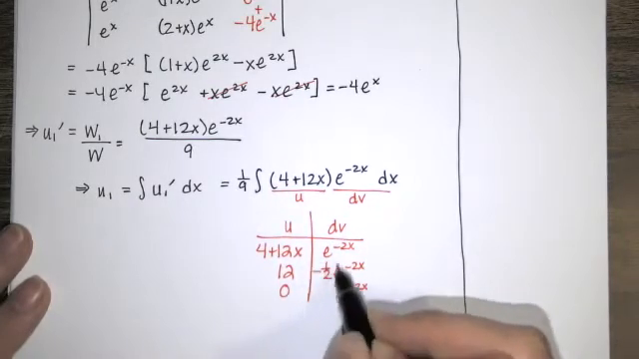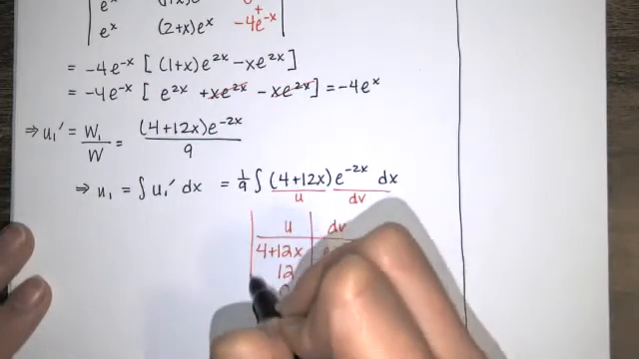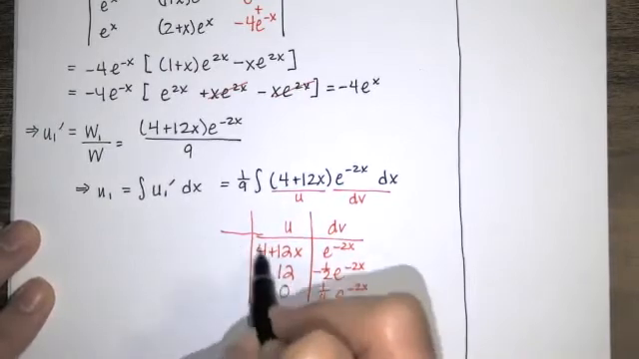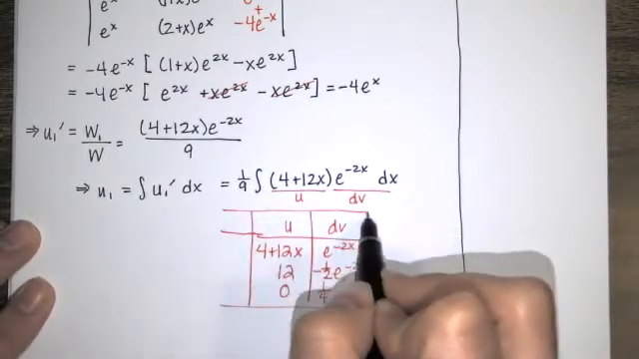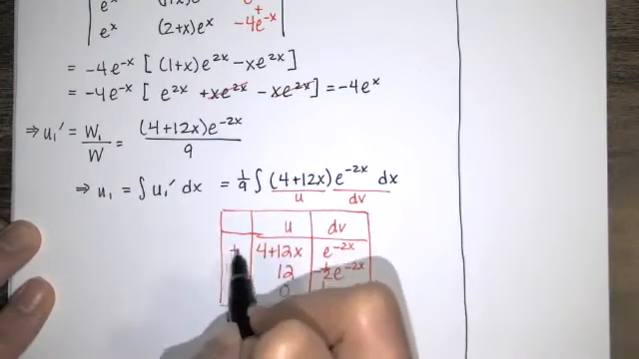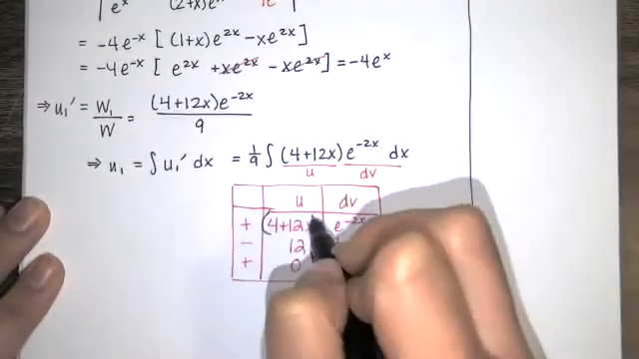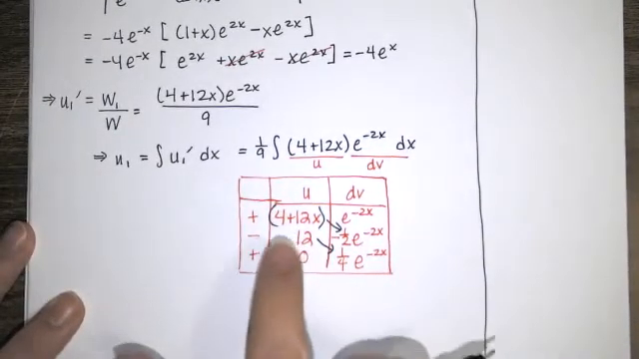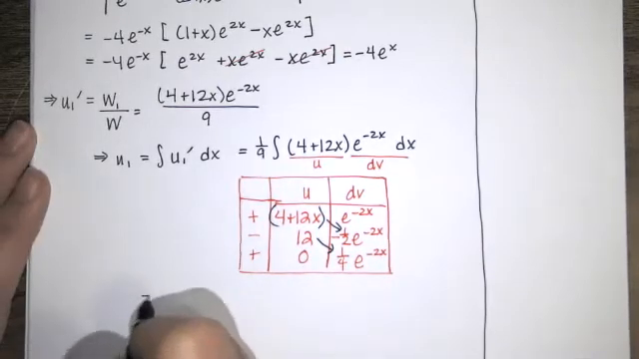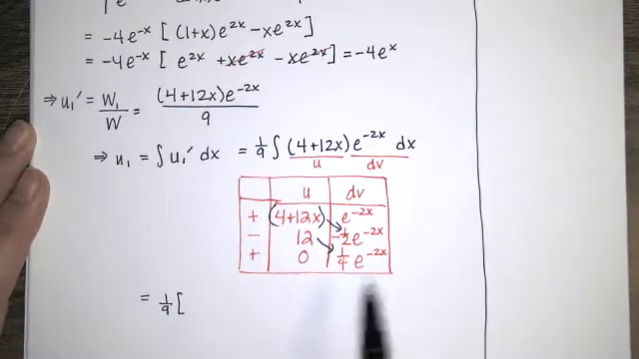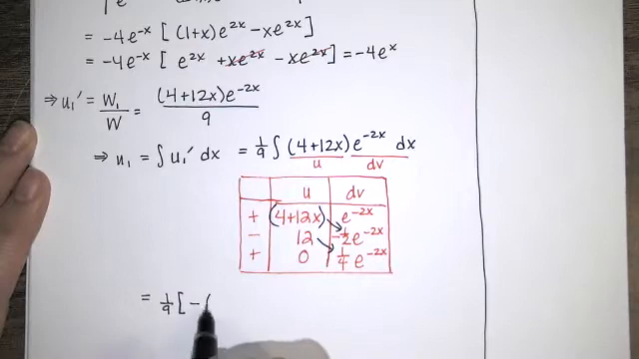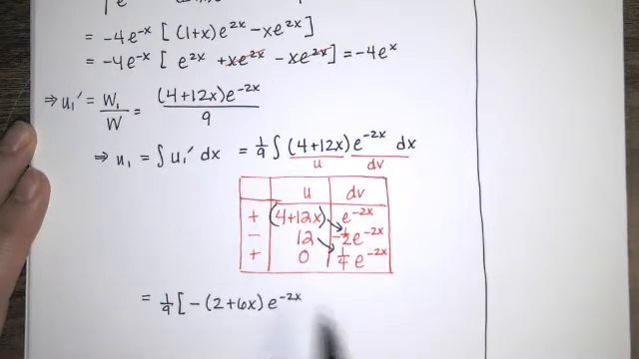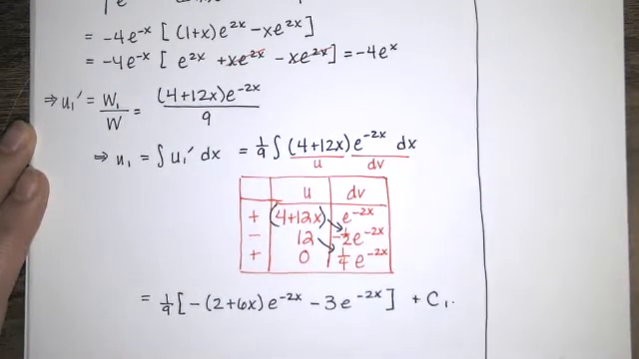And then we're going to do that again. So we're going to have an extra -1/2 out there again. So we'll have a 1/4 there. And then you've got a sign convention, plus, minus, plus. So you multiply across the diagonals. You do this times +1, minus this times -1, plus c. So we get 1/9 times all of this. -1/2 of this is going to give me a -2 plus 6x times e to the -2x. And then 12 times 1/4 is 3, times the -1 is -3 times e to the -2x, plus a constant of integration c.